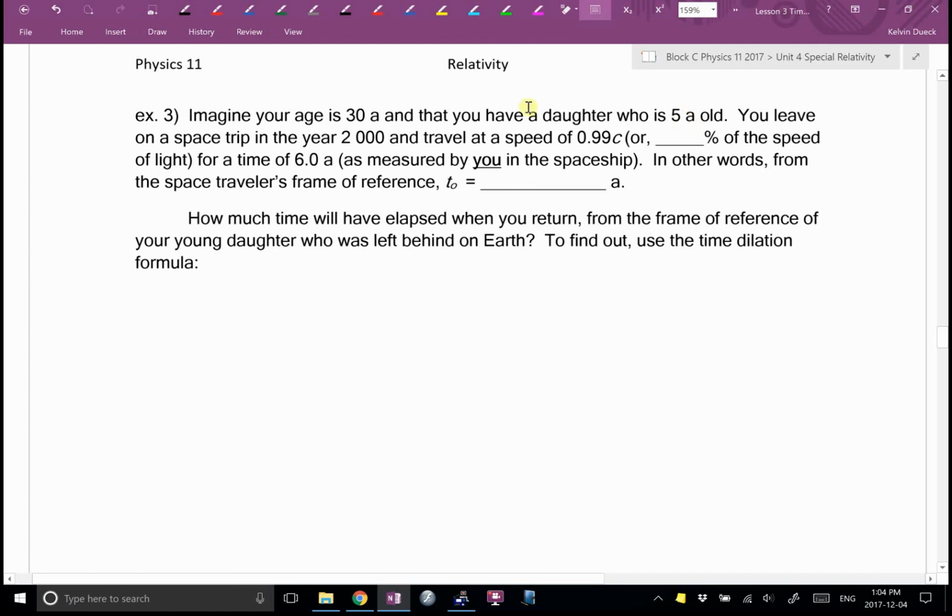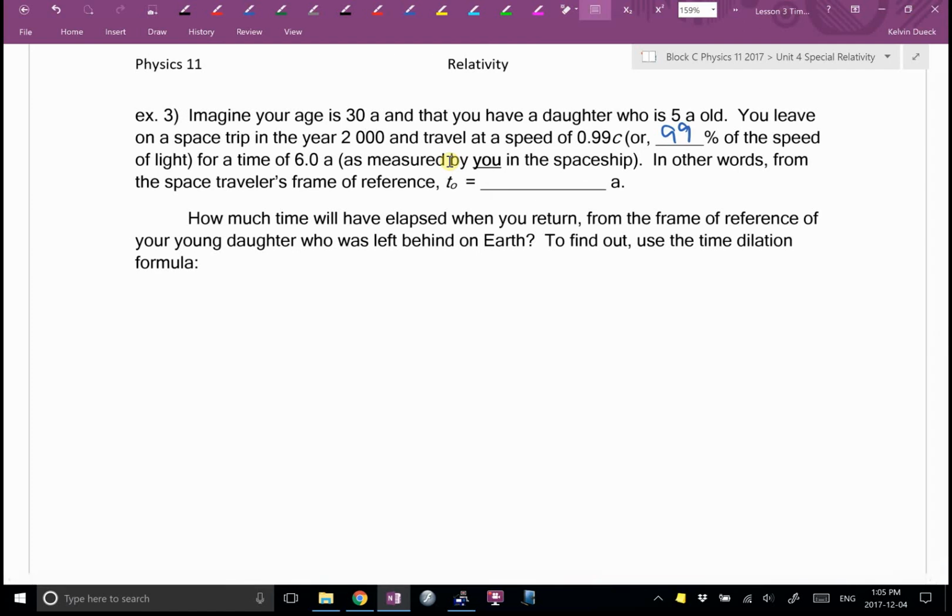How old are you in this question? 30. How old is your daughter? Okay. You're going to leave on a spaceship in the year 2000. I picked 2000 just for a nice round number. And you're going to travel at 0.99 c. What percent of the speed of light is 0.99 c? And you're going to go for 6 years as measured by you in the spaceship.